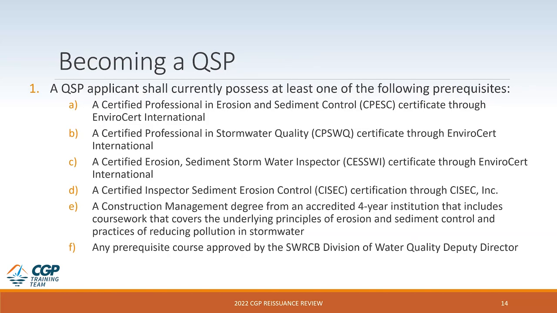To become a QSP, the applicant shall currently possess at least one of the following prerequisites: either a CPESC, a CPSWQ, a CESSWI, a SciSec, and this is a new one, a construction management degree from an accredited four-year institution that includes coursework that covers the underlying principles of erosion and sediment control and practices of reducing pollution in stormwater.